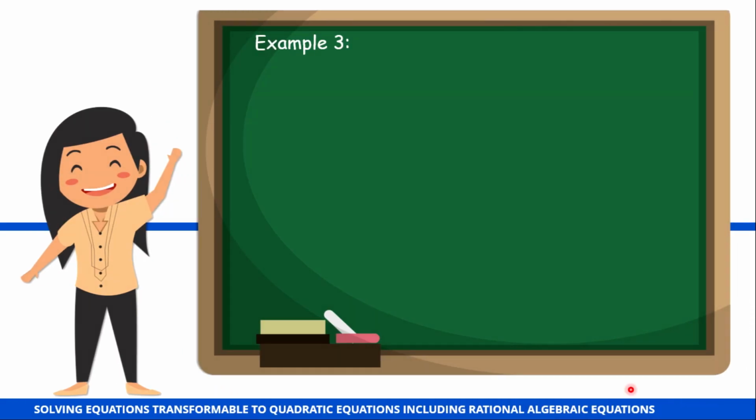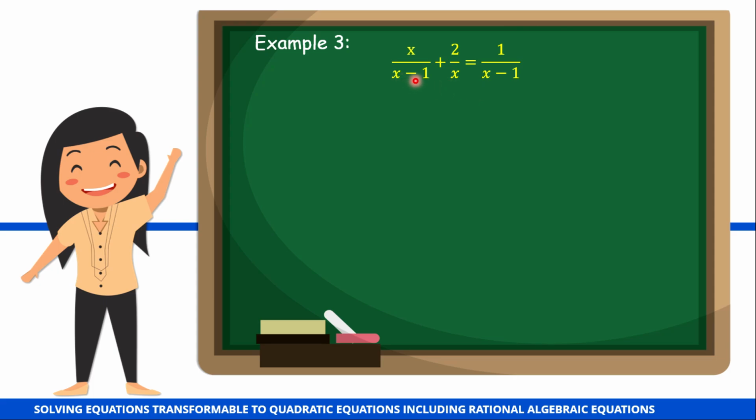Now, let's proceed to our third example. Ang ating given ay x over x minus 1 plus 2 over x is equal to 1 over x minus 1. I-set muna natin ulit yung ating restrictions. Ano-ano yung mga value ng x na hindi maaaring gamitin dahil magkakaroon tayo ng 0 sa ating denominator.